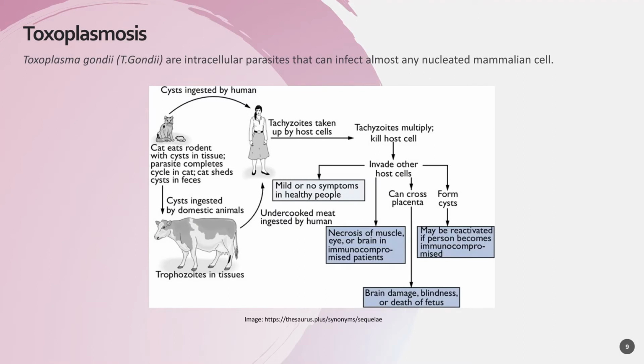Toxoplasmosis. Toxoplasma gondii are intracellular parasites that can infect almost any nucleated mammalian cell. They exist as oocysts, tachyzoids, and bradyzoids. Tissue cysts in rodents and birds are ingested by cats where sexual reproduction of the T. gondii takes place in the stomach.